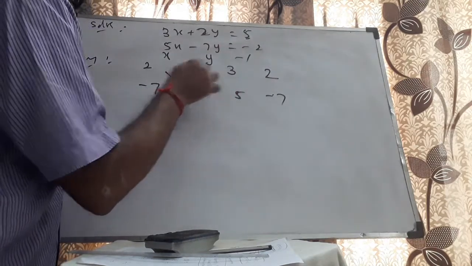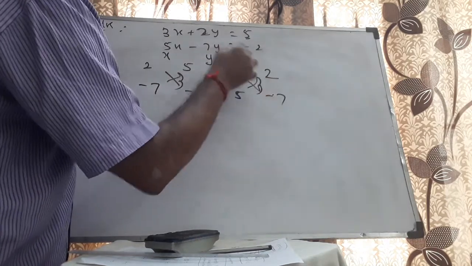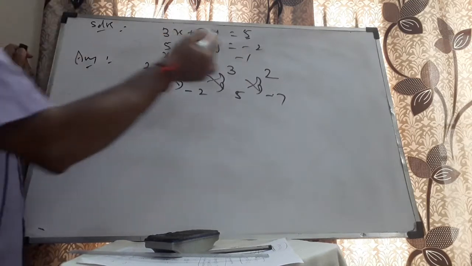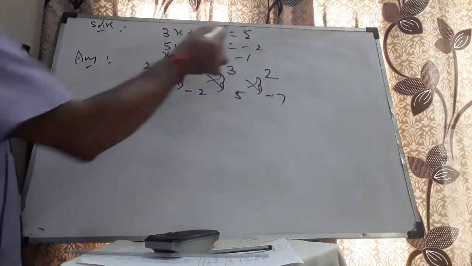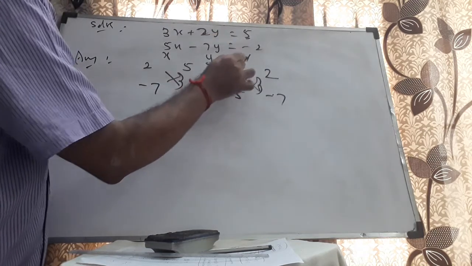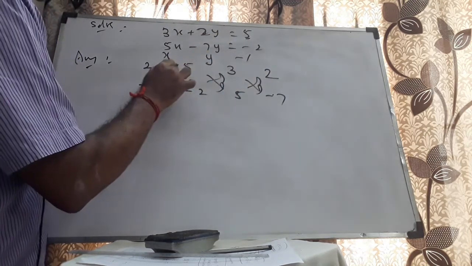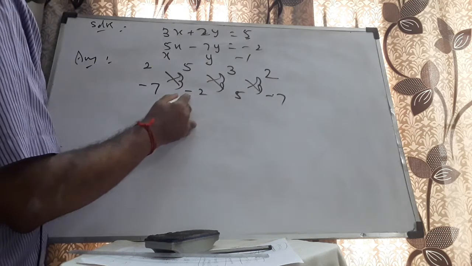I already told you, take minus 1 if the constants are on the right hand side. Take plus 1 if the constants are on the LHS. If I take these to this side, from minus 1 I'll use plus 1 here, I'll use minus 5 here, and I'll use plus 2 here.